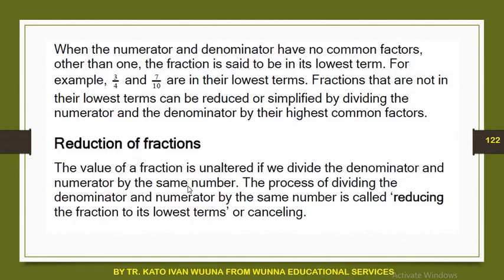The process of dividing the denominator and the numerator by the same number, which is in this case the common factor, is known as reducing the fraction to its lowest term or cancelling. Let's look at how it works in examples.